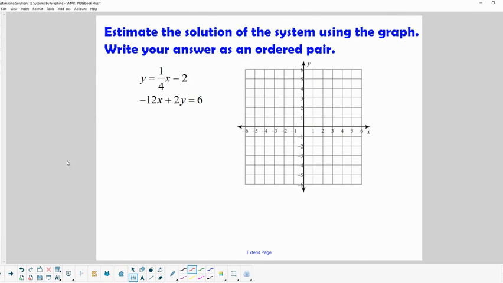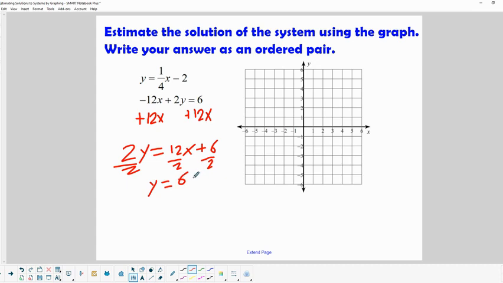Okay, let's try one. In this case, we actually have to solve one for y. So let's solve this one for y before we graph them both. That will give us practice solving for y. We're going to add 12x to both sides, and that became positive because we moved it across the equal sign. So we've got 2y equals 12x plus 6. Then we divide by 2, and y equals 6x plus 3 is our equation.